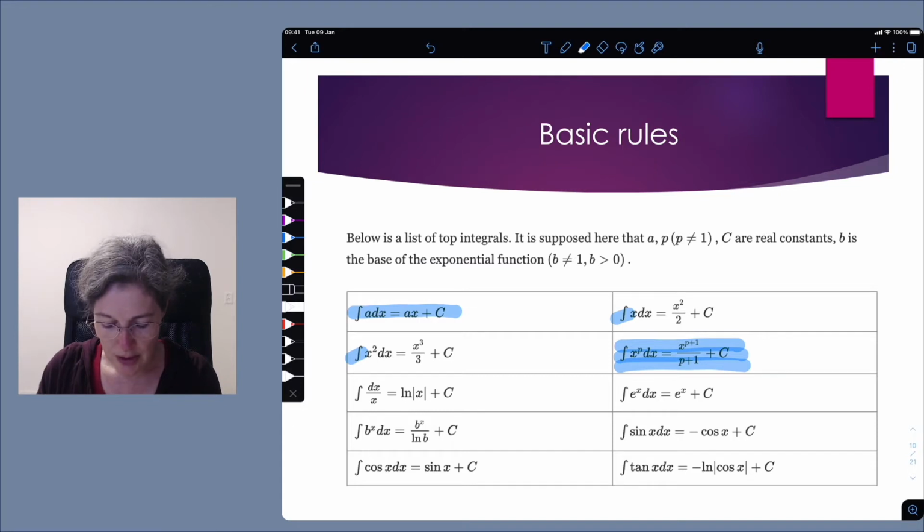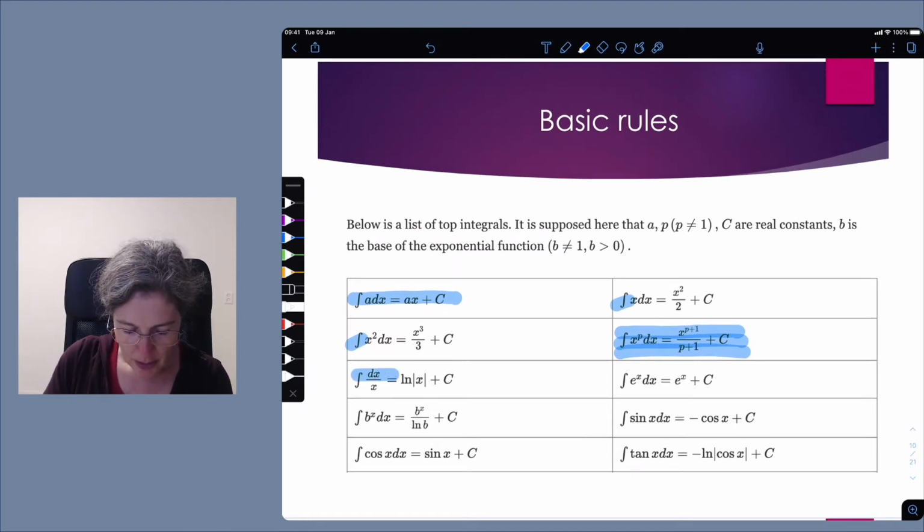So if you want to integrate x to the p, then your integral is going to be x to the p plus 1 divided by p plus 1. And you can check that if you differentiate that, you end up back with x to the p. And don't forget your plus c.